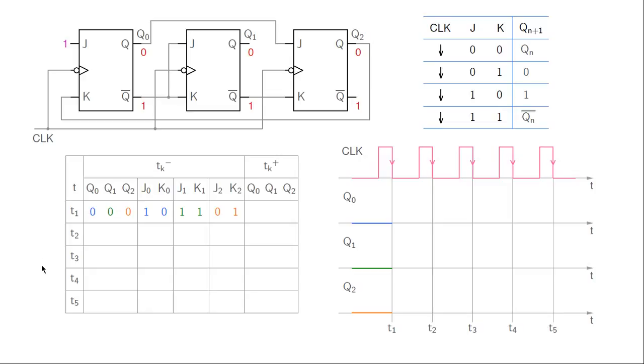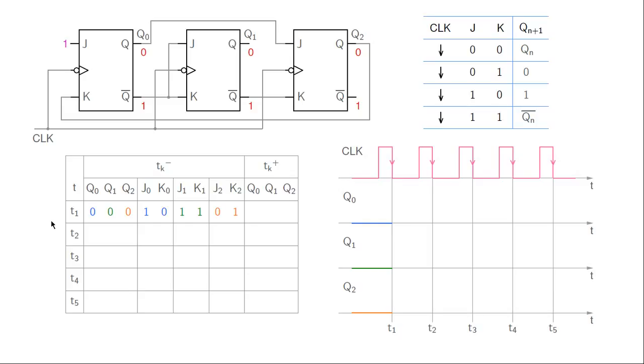And we will find this table very convenient. Let's first understand what it is doing. We have T1, T2, T3, T4, T5 here. Those are the active edges, T1, T2, T3 and so on. This part of the table corresponds to Tk minus. That means just prior to T1 or just prior to T2 and so on. This part of the table corresponds to Tk plus. That means just after T1 or just after T2 and so on.